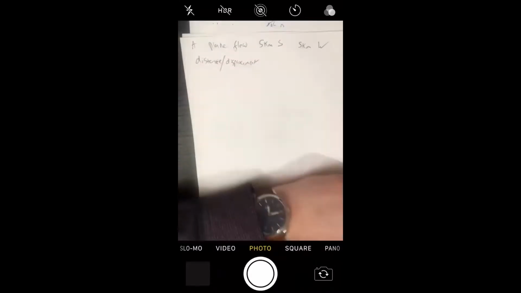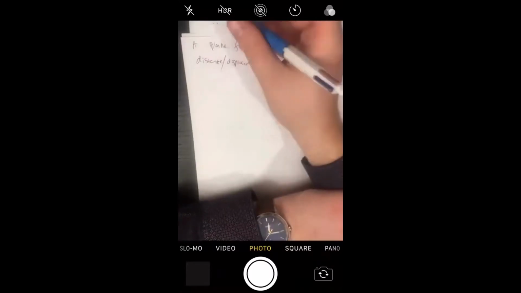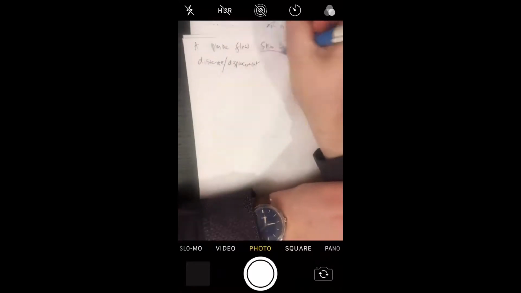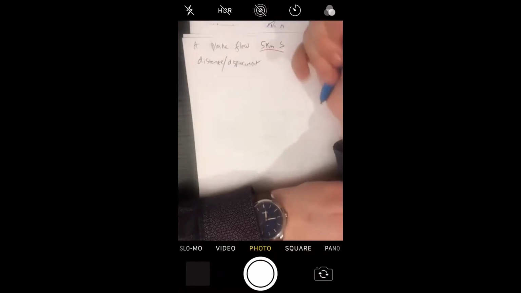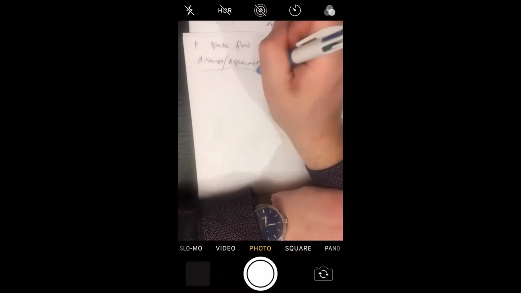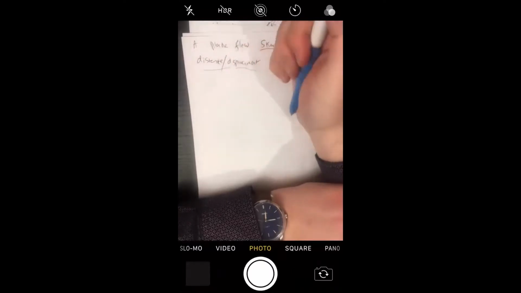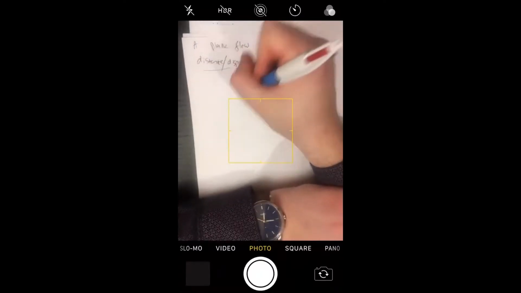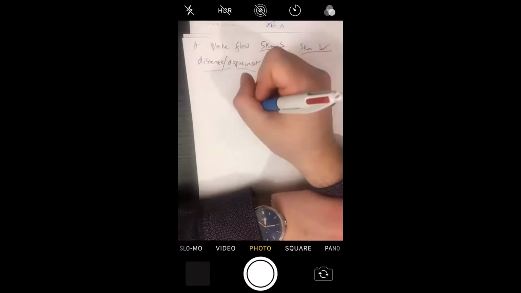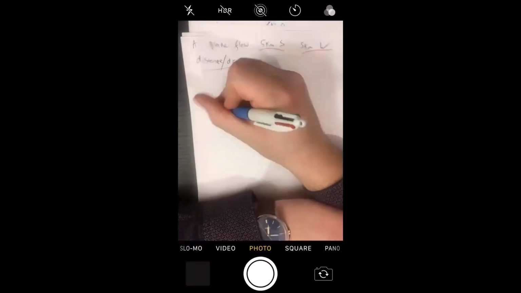So the plane flew 5 kilometers south and 5 kilometers west. Firstly, 5 kilometers south, 5 kilometers west, that's the important part. We want to calculate the displacement and the distance. Let's draw that in. So this time the plane's going south for 5 kilometers and then west for 5 kilometers. Remember, north, east, south, west, done, perfect.